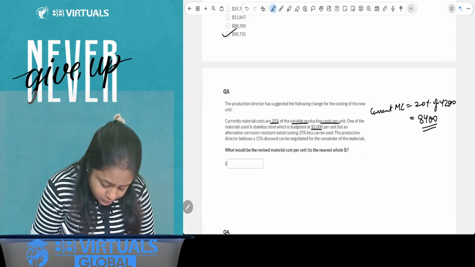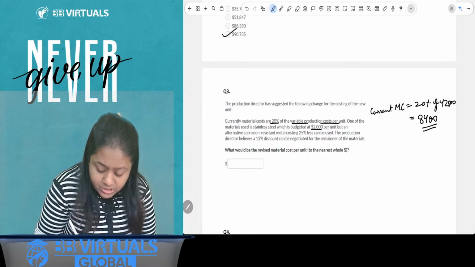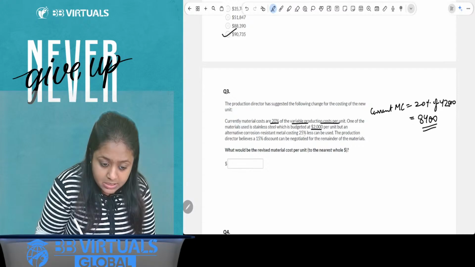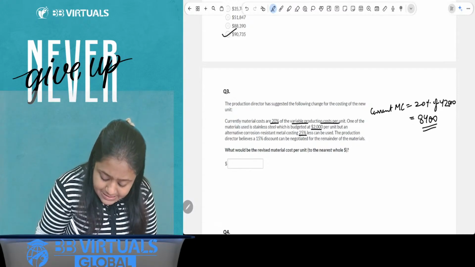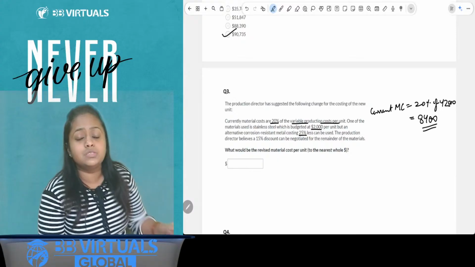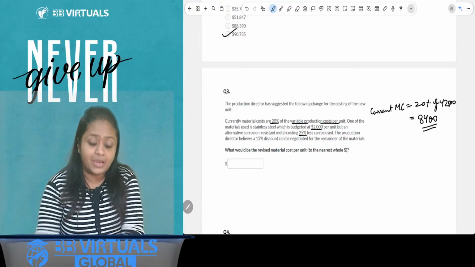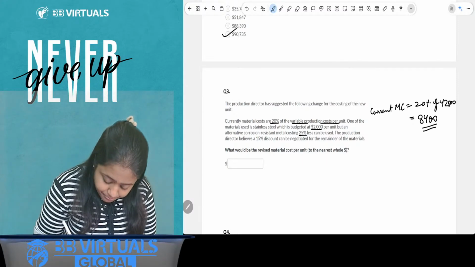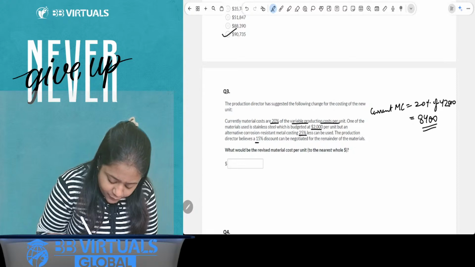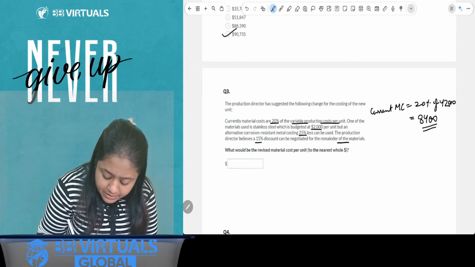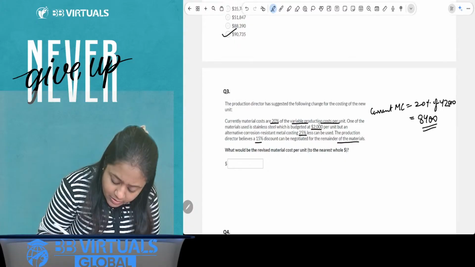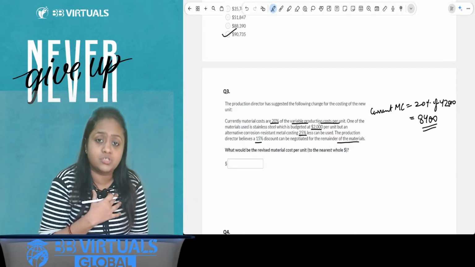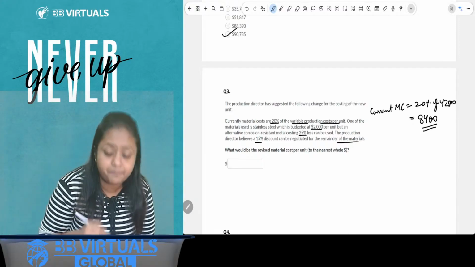Now the question tells you that one of the materials used is stainless steel, which is budgeted at 2,000 per unit, but an alternative corrosion resistant material costing 25% less can be used. So we can use an alternative material also, which costs 25% less. The production director believes a discount can be negotiated for the remainder of the material. That means 2,000 will be treated differently, and the remaining cost of the material will be taken at 15% discount.